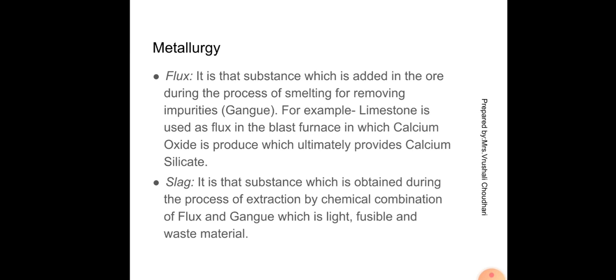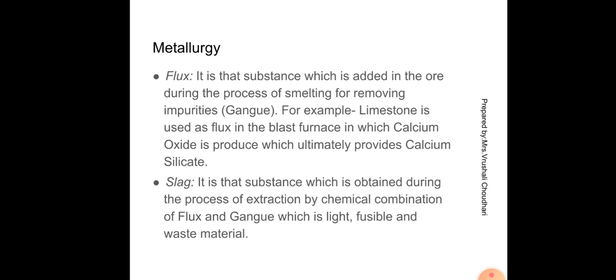Flux. It is a substance which is added to the ore during the process of smelting or reduction for removing impurities. Like limestone is used as a flux in the blast furnace, in which calcium oxide is produced, which ultimately provides calcium silicate. So flux is a substance which is added to the ore to remove the impurities.